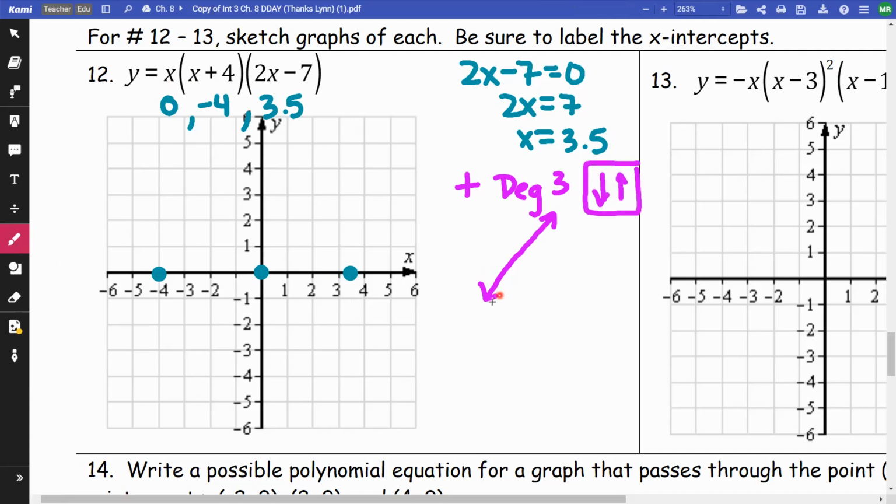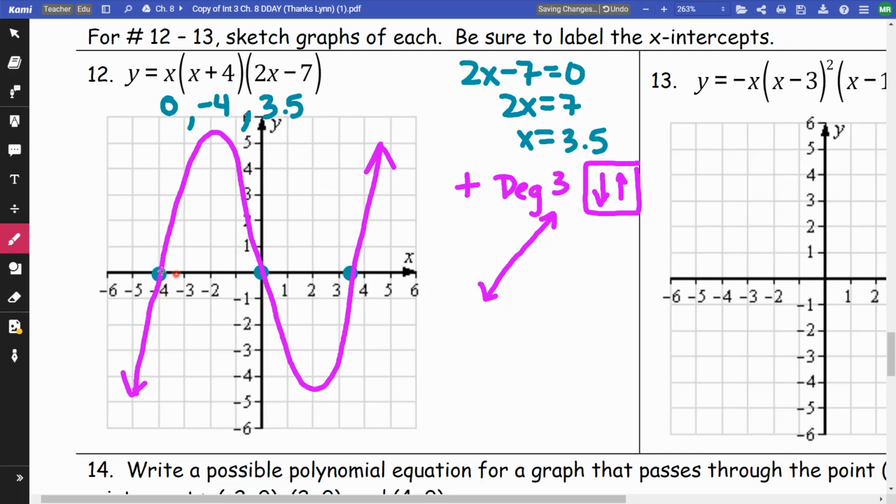Going down to the left and up to the right. So I'm going to start down here. And I don't care how high it goes. I'm not really going to be grading you on that. I want the zeros. I want how they are affected here on the x-axis. And each of these is a single root, so they go through.